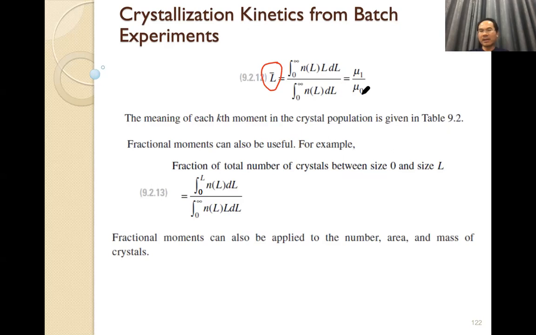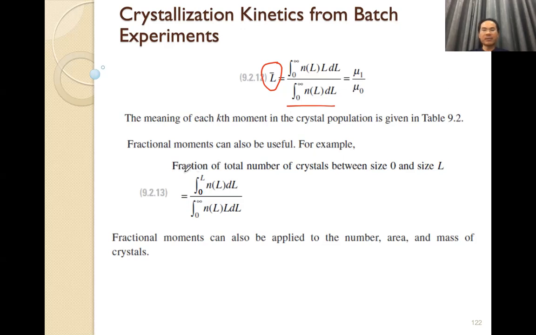For this case, we can conclude that mu 0 is the total number, and mu 1 is the total length. Total length divided by total number equals the average length, the average size. Mu 0, the total number, is the integral of n(L) dL.